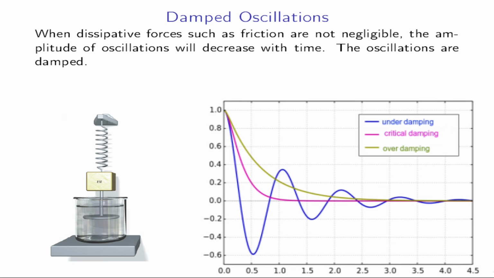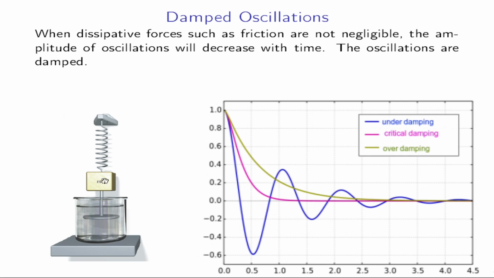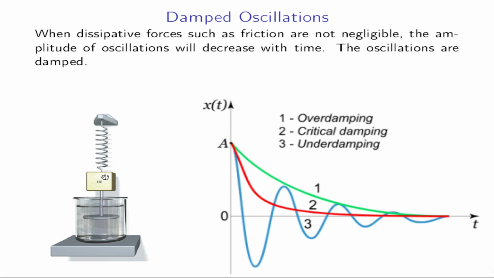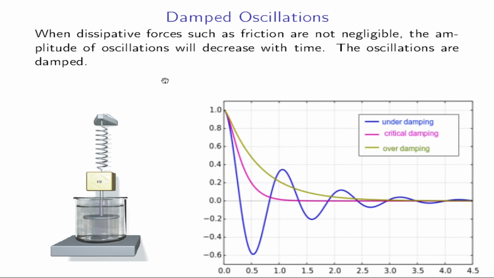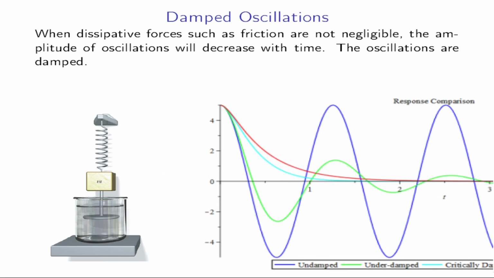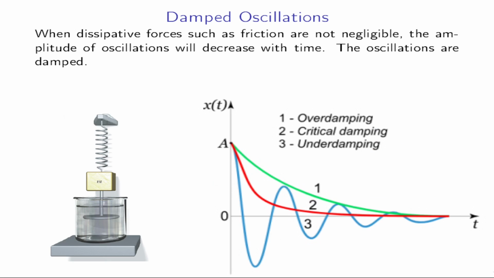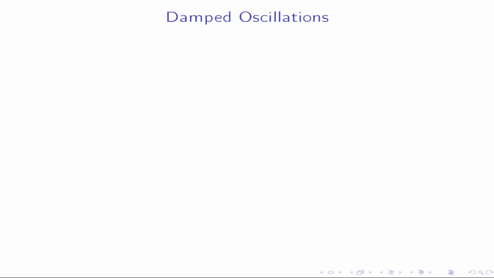Damped oscillations. Suppose we have immersed the mass in a bottle of water. Its oscillations go on decreasing. When there is a dissipative force such as friction, the amplitude of oscillation will decrease with time. That kind of oscillation is called damped oscillation. In damped oscillation, we have to consider damping forces. Therefore, F is equal to spring force plus damping force.